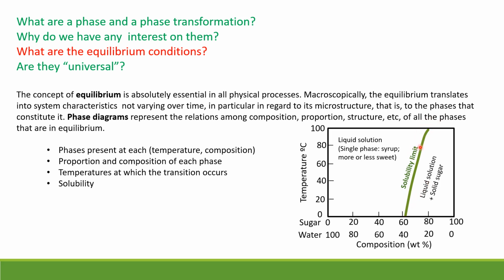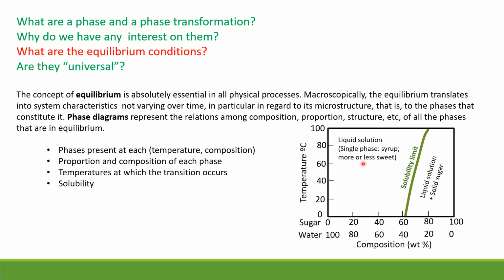And here, in this boundary, we have the solubility limit. At this temperature, I can dissolve more and more sugar until I reach this point. When I reach this point, I'm not able to dissolve more sugar in the water unless I raise the temperature. Okay? So, the important things are phases present, temperature and composition, proportion and composition of each phase, temperatures at which transitions occur, and solubility.